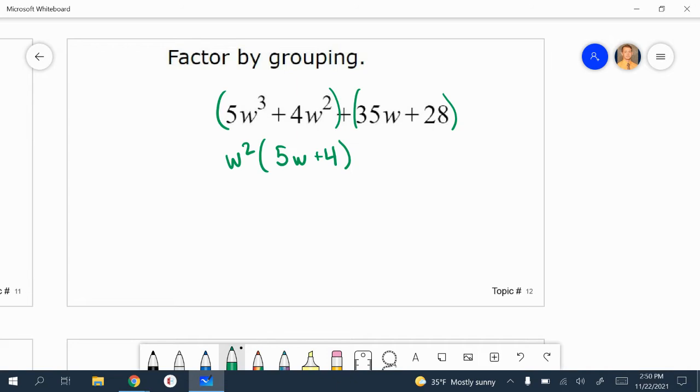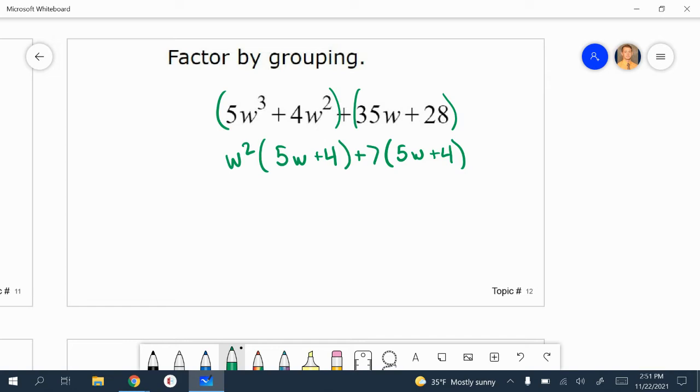In the second group of parentheses, I could pull out a positive 7. If I pull a 7 out of the first term, that would leave me with a 5 and a w left over. I could pull out a 7 out of the second group there, and I would be left with a 4. And now at this point, I'm noticing that I've got two sets of parentheses that are the same, and this is where things kind of get crazy.